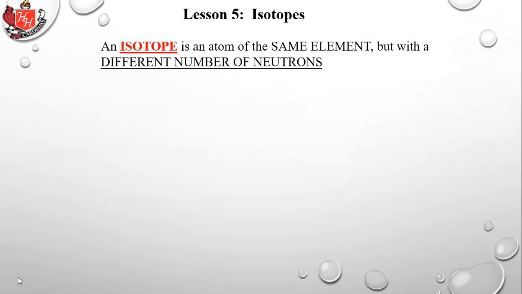An isotope is an atom of the same element, but with a different number of neutrons. This is where Dalton had it a little bit wrong when he said all the atoms of an element are the same. This is an example where you could have 2 carbon atoms, for example, but they could have different numbers of neutrons, and so they would be different, but they're still carbon.